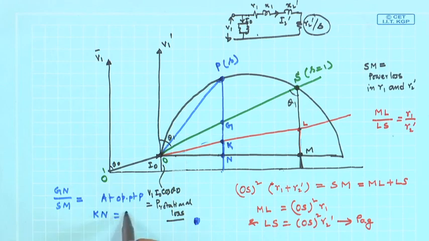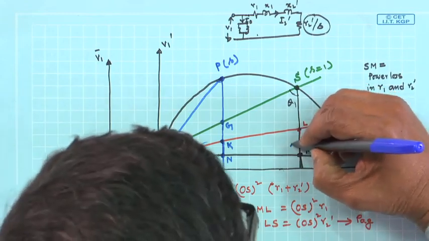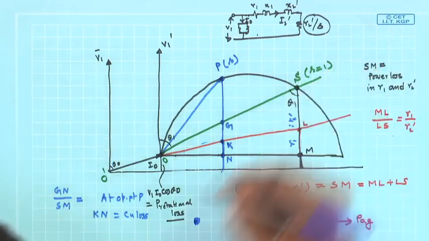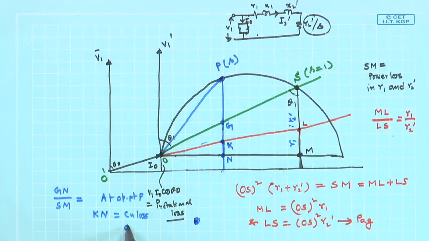Kn will be copper loss, because I have divided this line in this ratio. So, Kn will be the stator copper loss at slip S, and Kg will be the rotor copper loss at slip S at operating point P.